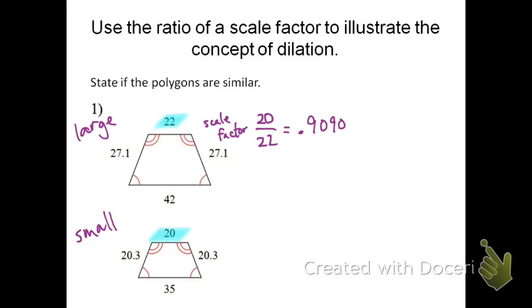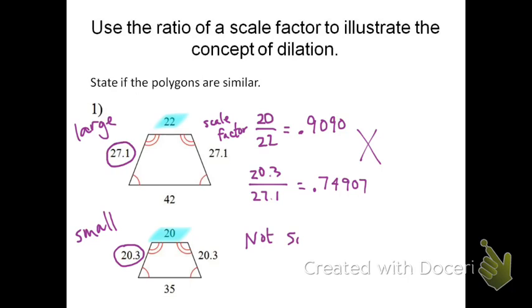Now let's try 27.1 and 20.3. Next we'll try the smaller, 20.3, divided by 27.1. If these are similar, that should give us the same scale factor. Take 20.3 divided by 27.1, and we come up with 0.74907, and so on. Well, since these numbers are different, these two figures are not similar. So we could say not similar.